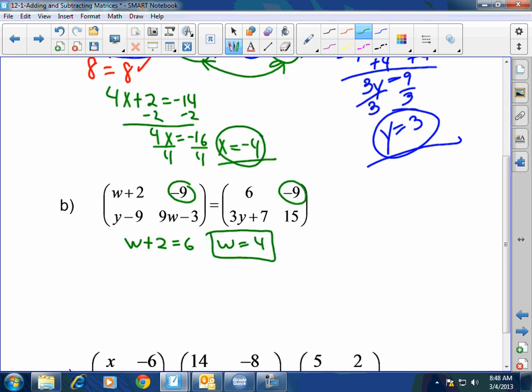y minus 9 equals 3y plus 7. Subtract the 7 and subtract the y, so you're going to have 2y equals negative 16. So y would equal negative 8. And that's it. We're done.